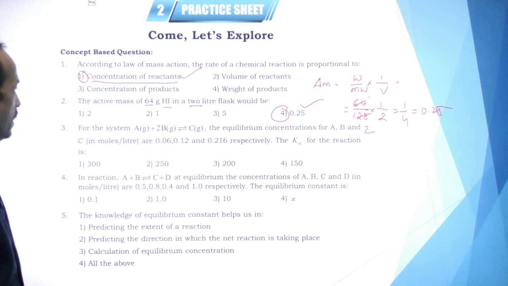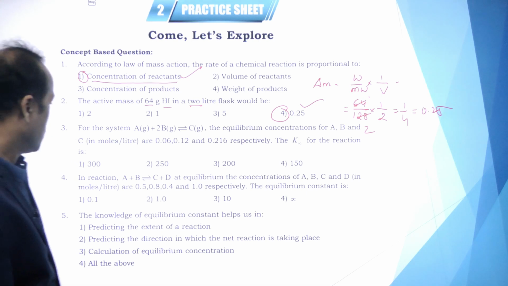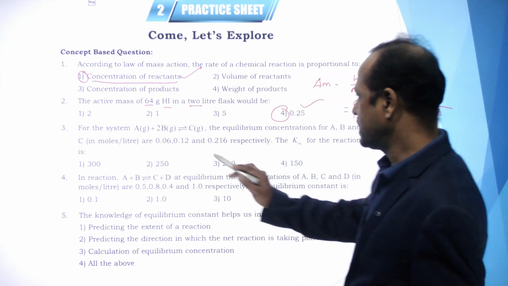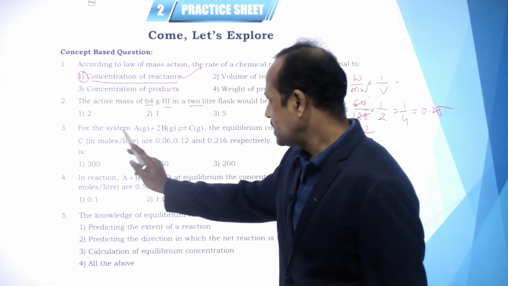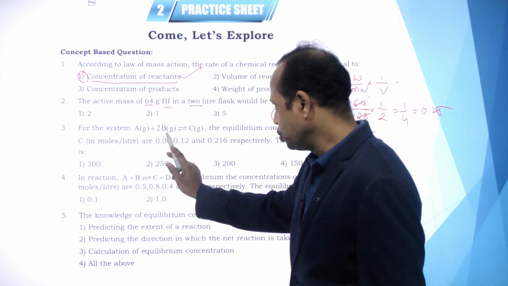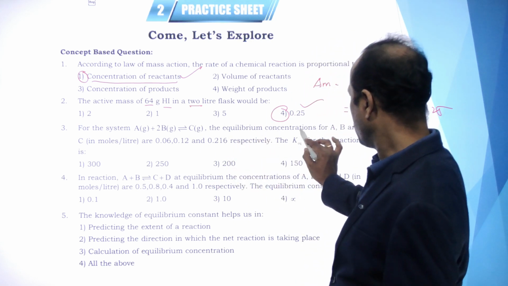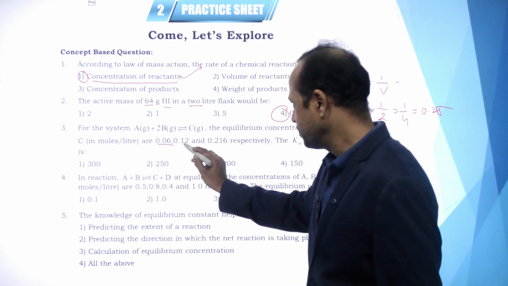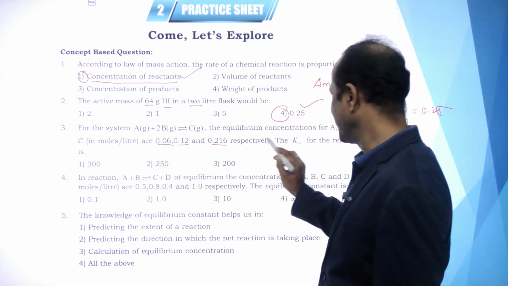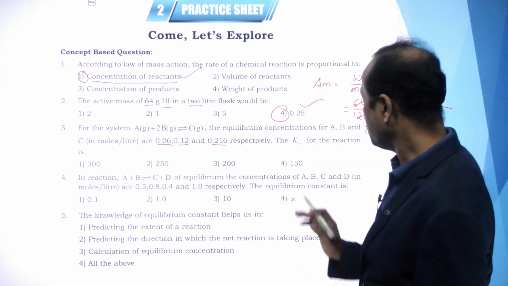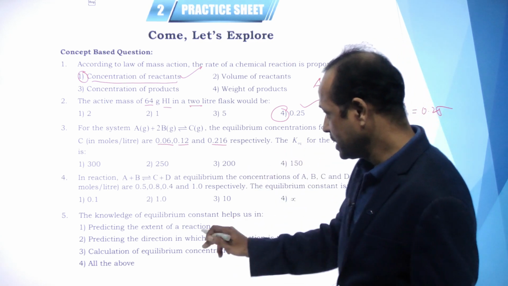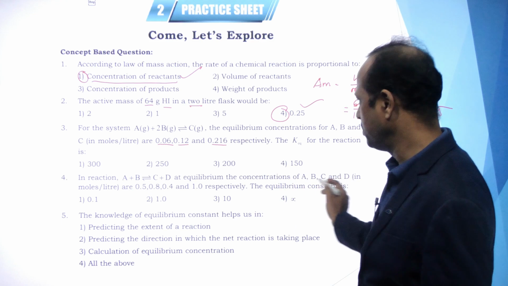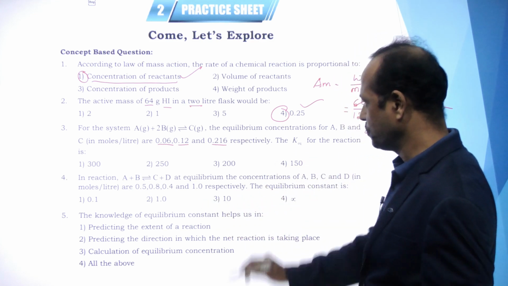Correct. Now, the third question. Third and fourth are both the same. I'll explain one, and you can do the other in a simple way. For a system A plus 2B gives rise to C, the equilibrium concentrations of A, B and C are given as 0.06, 0.12 and 0.216 respectively. Find the equilibrium constant for the reaction. The fourth is also the same: two reactants A and B giving C and D at equilibrium, and it asks to find the equilibrium constant.